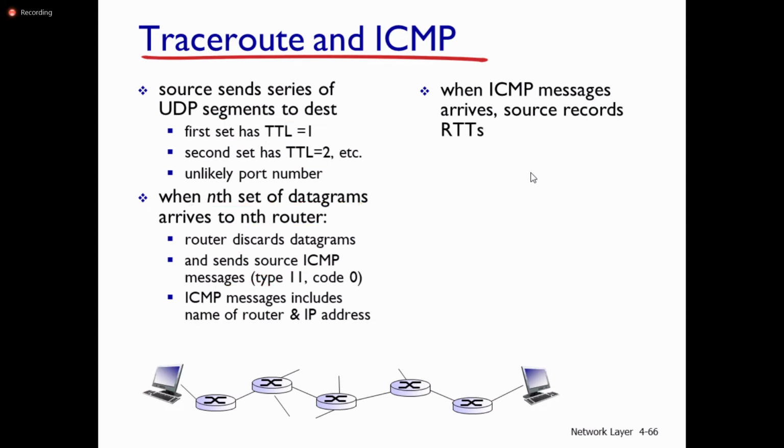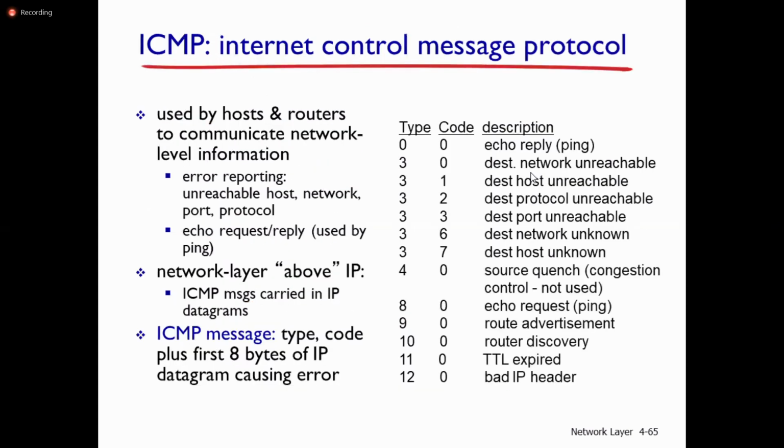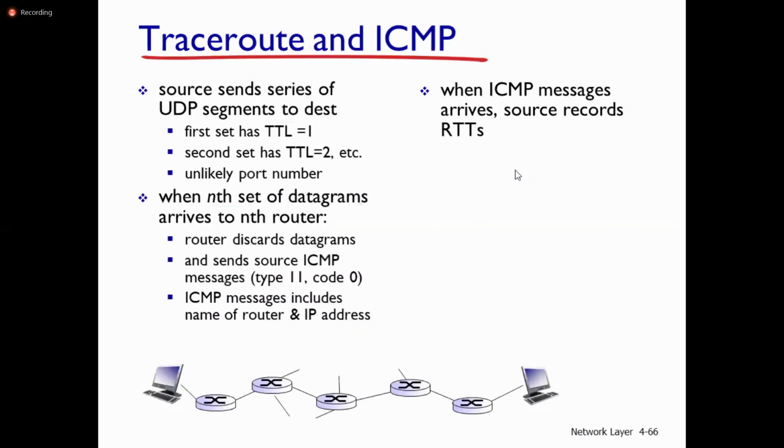What is type 11 and code 0? TTL is expired. Time to live is expired. If it is expired, the router sends type 11 code 0 messages. Whenever the nth datagram arrives at the nth router, it discards the datagram and sends type 11 code 0. So the ICMP message includes the name of the router and its IP address.